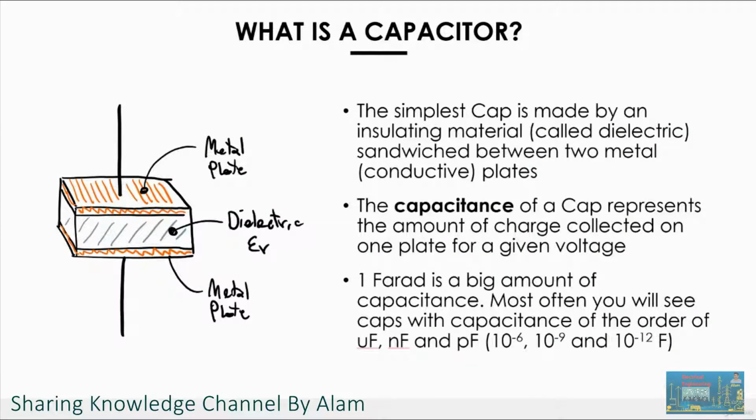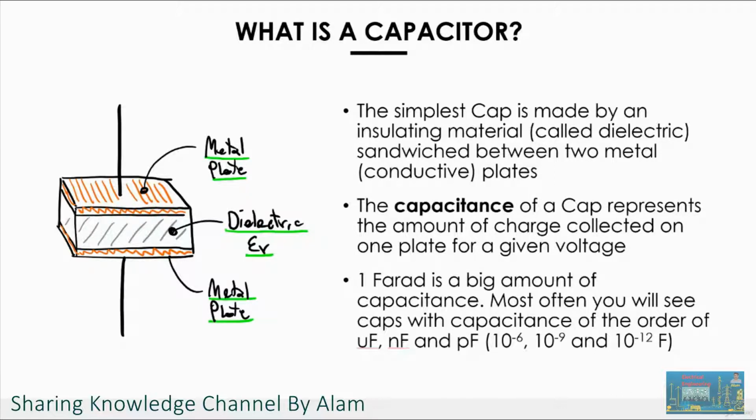To summarize what we have learned so far, the simplest representation of a capacitor is made by an insulating material that is called dielectric. And this material is sandwiched between 2 metallic, so conductive, plates: one on the top, the upper plate, and the lower plate.